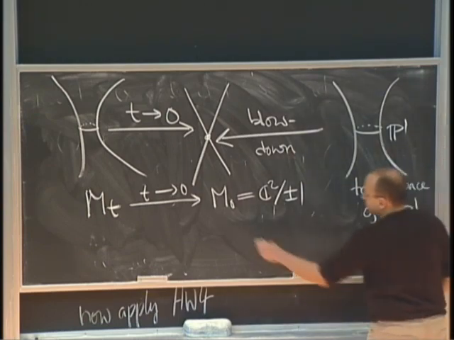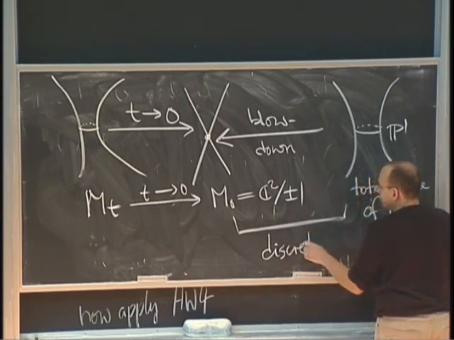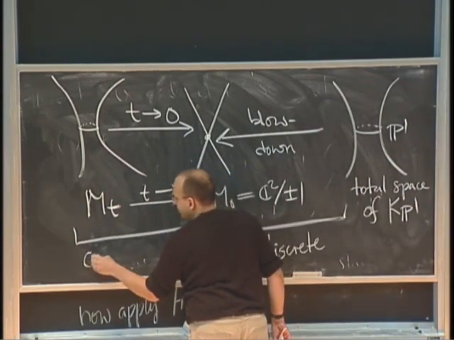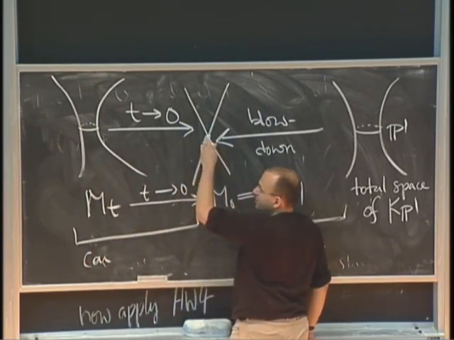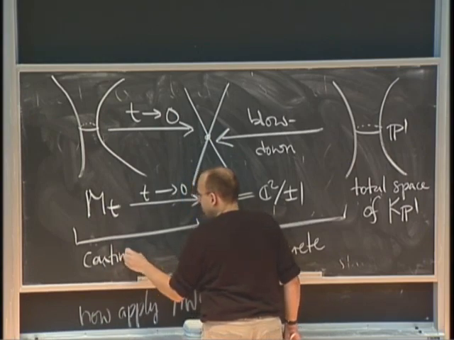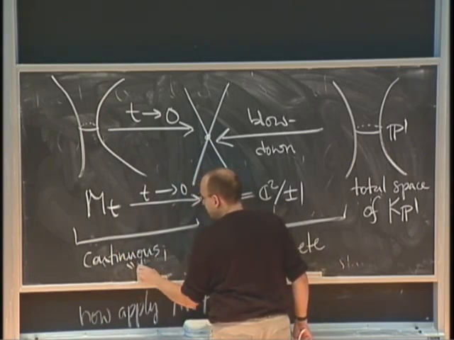So we've got this sort of discrete process of resolving the singularity. You have this continuous process of deforming towards the singularity from some smooth manifolds. So that's a basic example of a deformation of complex manifolds.